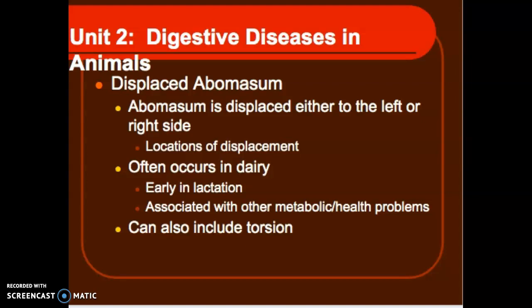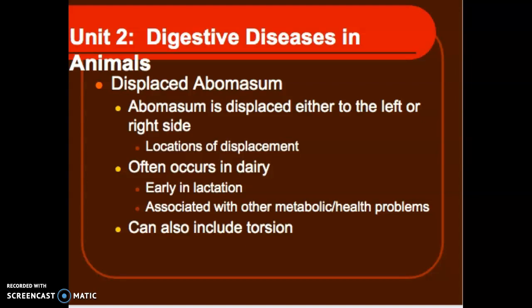Displaced abomasum, again, is unique to ruminants and especially to dairy cattle, where you have the abomasum, the fourth compartment of the stomach, in the four-compartment stomach of the ruminant. It is displaced or moves to either the left or right side of the animal and kind of floats up near the midline, near the backbone on the left and right side. It kind of gets out of place.